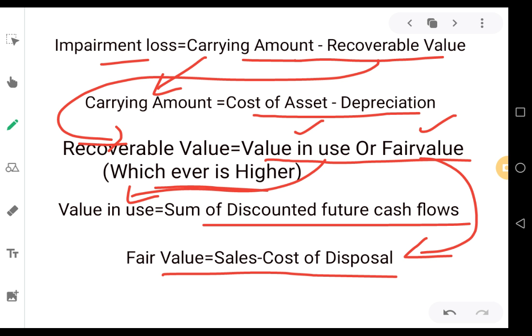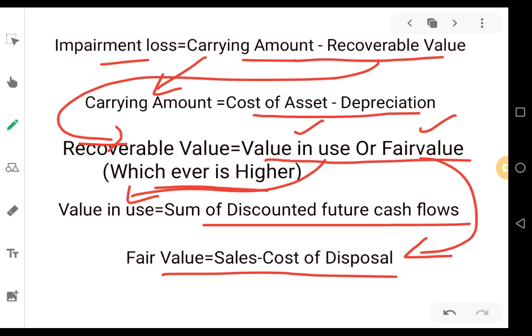Value of the asset. If there is a decrease in the value of the asset other than depreciation, we call it impairment loss. Depreciation is a normal, general, expected thing. We know that the value of asset will decrease because of its wear and tear, because of its usage. That is depreciation. That is expected decrease in value of the asset.